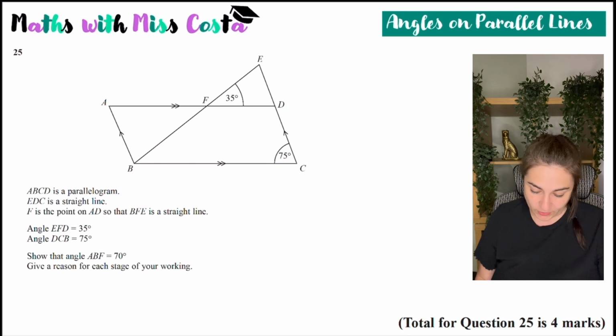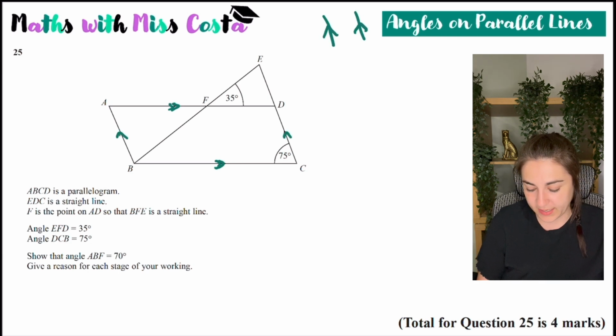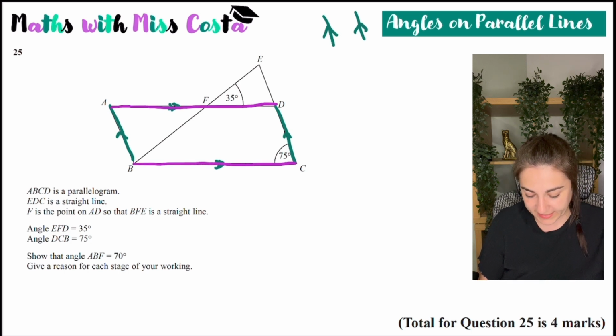Next, I've got angles on parallel lines, and I'm told that ABCD is a parallelogram, which means that I've got parallel lines here and here. And you can also identify parallel lines because the little arrow tells you that those lines are parallel. So I know that AB is parallel to DC, and that AD is parallel to BC.